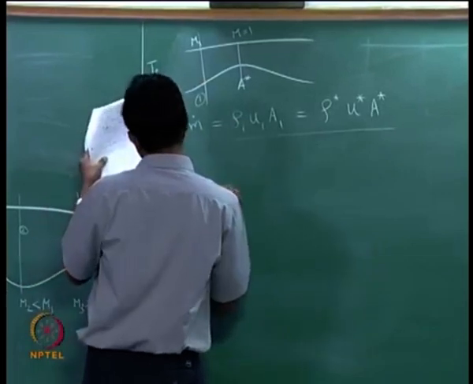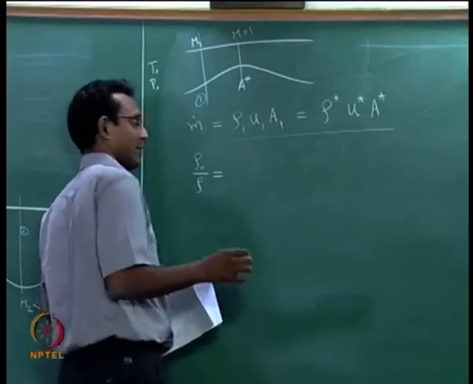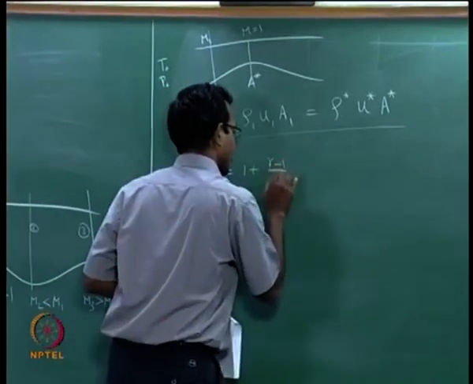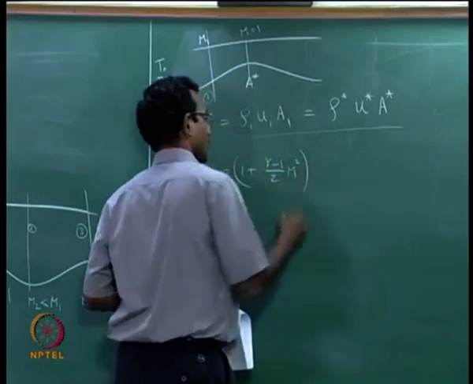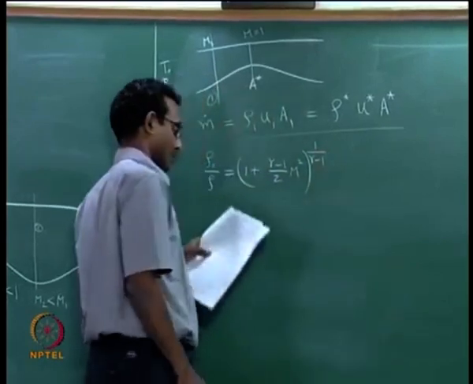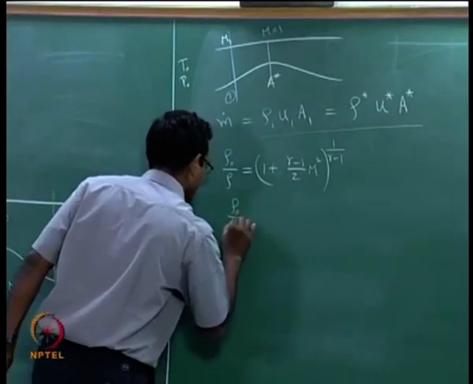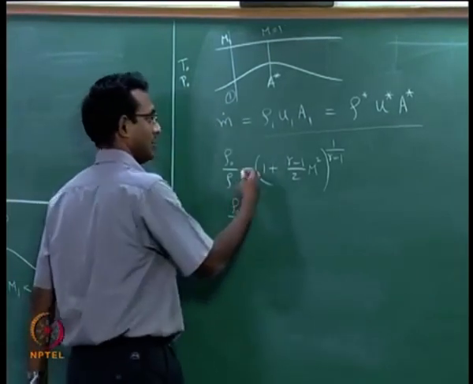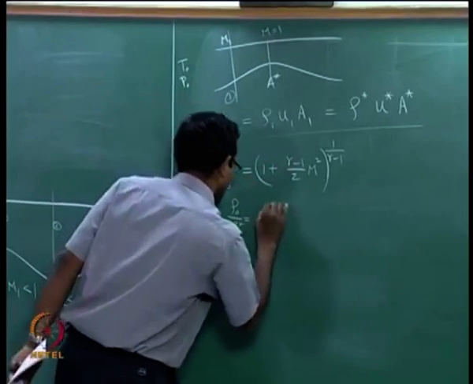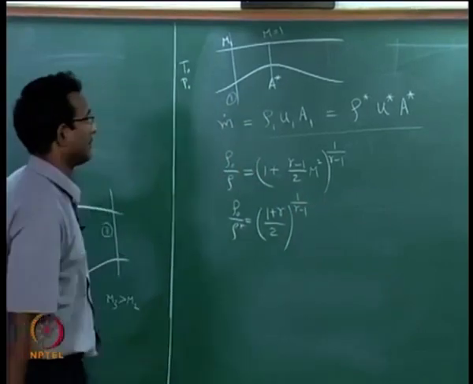So let us start with what we know already. rho naught by rho is equal to what in terms of Mach number? 1 plus gamma minus 1 by 2 m square to the power 1 by gamma minus 1. This is what I have already. So now if I say I have a special condition, rho naught by rho star, this is going to be equal to, m equal to 1 will simplify to, 1 plus gamma divided by 2. This is what I have.